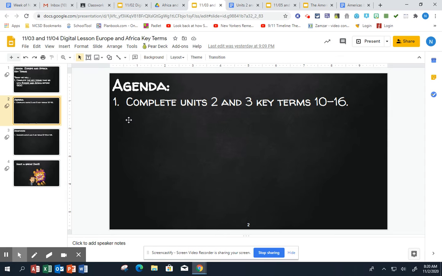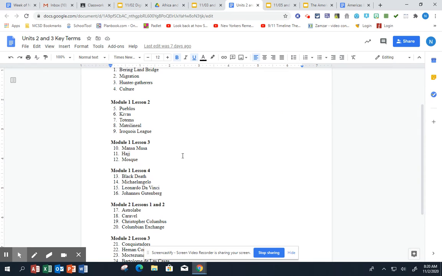And those key terms are units 2 and 3, key terms 10 through 16. And I believe I have the list. Yes, I have the list right here. So it's just 10 through 16. You have 7 terms to define.